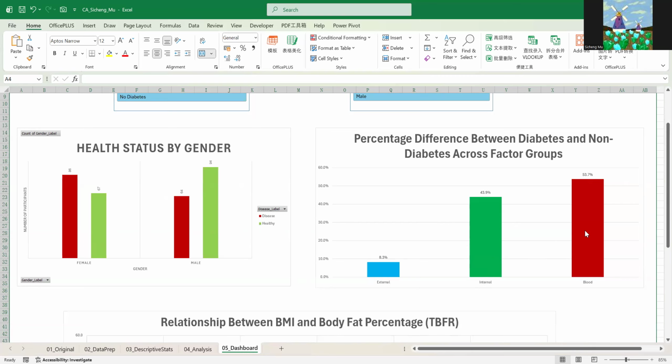But the biggest gap comes from blood factors, especially glucose, which is more than 50% higher for patients with diabetes. So the ranking is clear. Blood factors are the strongest indicators. Internal factors came second, and external factors like BMI have the weakest influence.